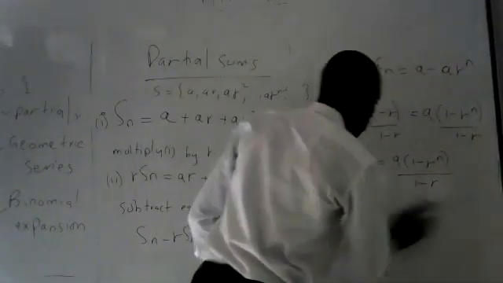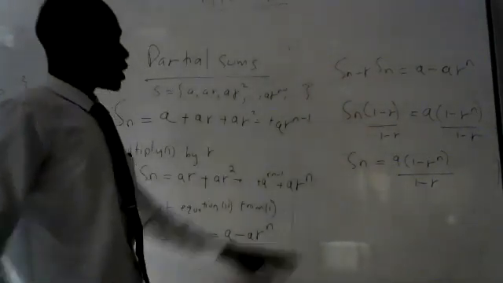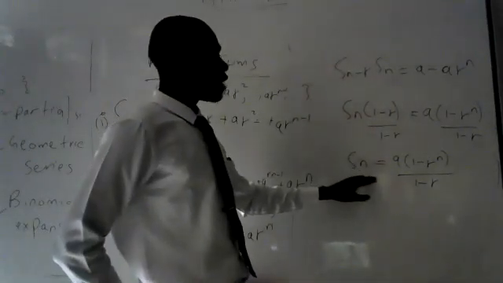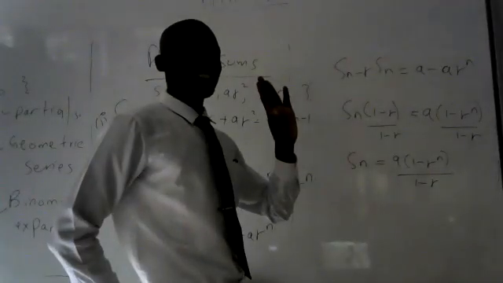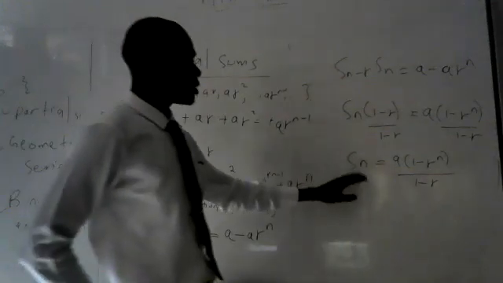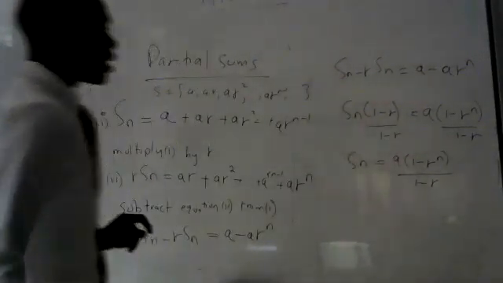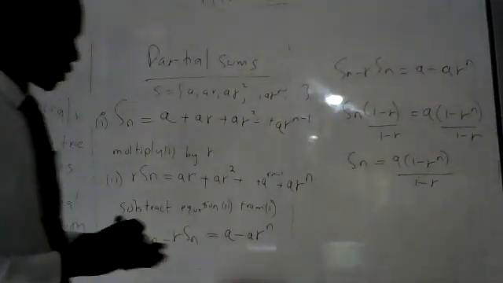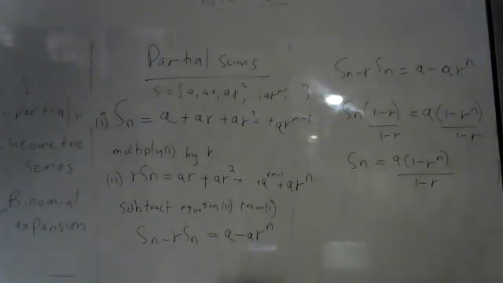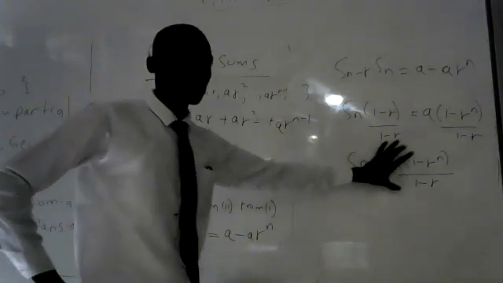So in general, this is the sum of n terms in a geometric progression, for which A is the first term, n is the number of terms and R is the common ratio. Any question on this? Any question about this formula?